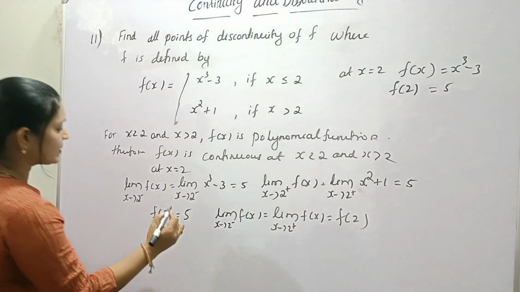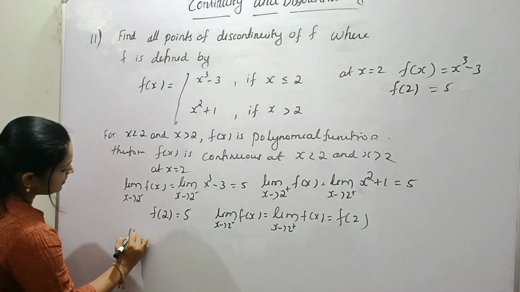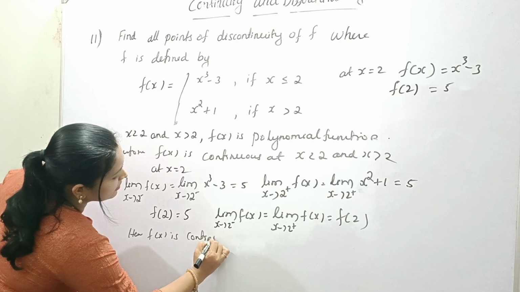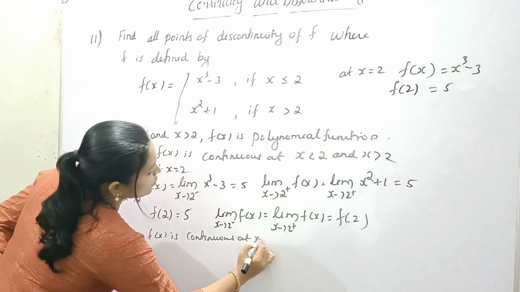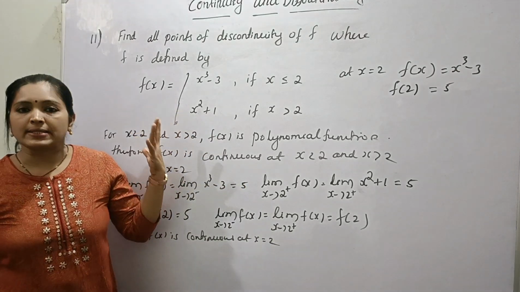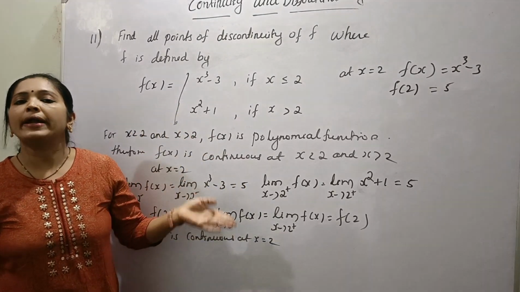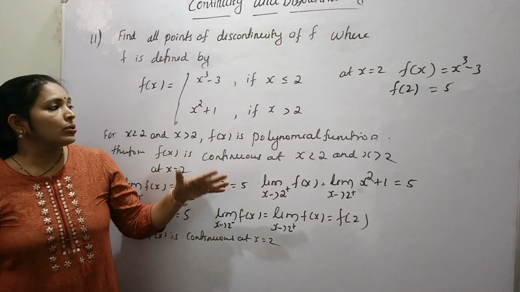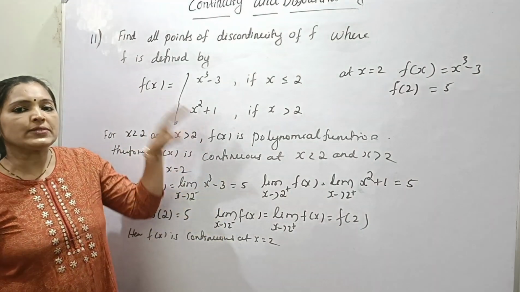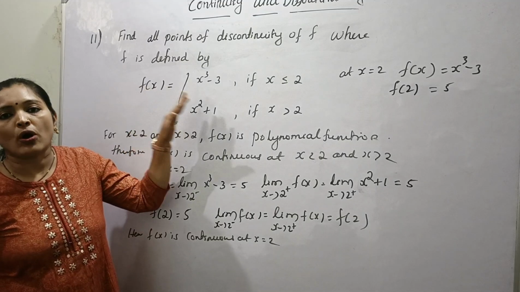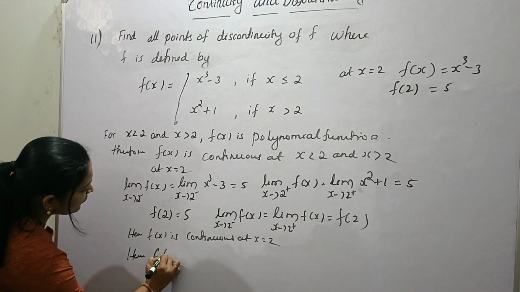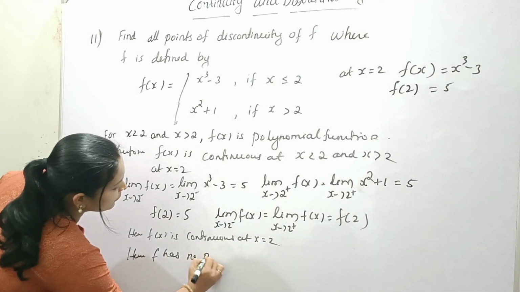Hence f of x is continuous at x is equal to 2. Therefore this function is continuous at x is equal to 2, x less than 2 and x greater than 2. So this function is continuous at all the points, right? Therefore this function has no point of discontinuity, okay? Hence f has no point of discontinuity.